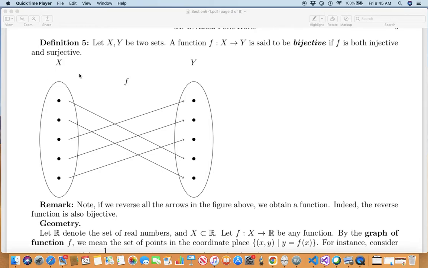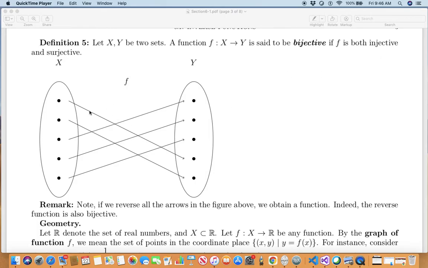So let me remind you, X and Y are two sets. A function f from X to Y is said to be bijective if f is both injective and surjective. Notice, function means every element in X has one and only one association on the right. That is, every passenger has one and only one destination to go to. No passenger is left behind. Everyone has a place to go to and one and only one place to go to. That is a function.